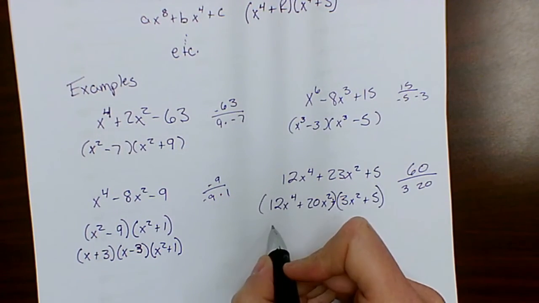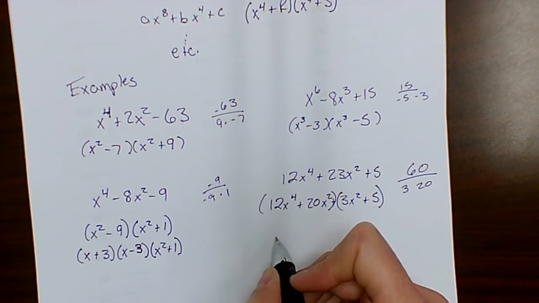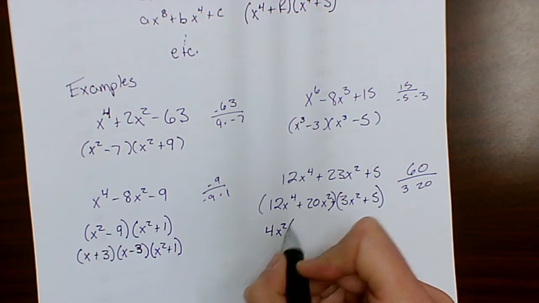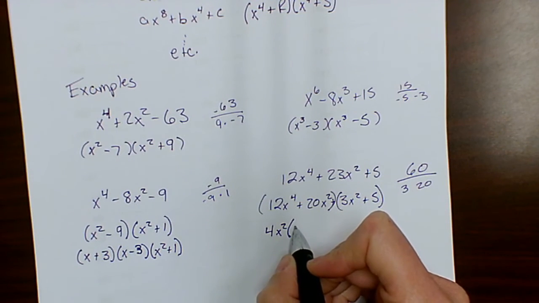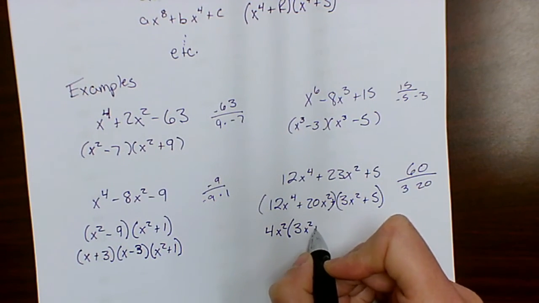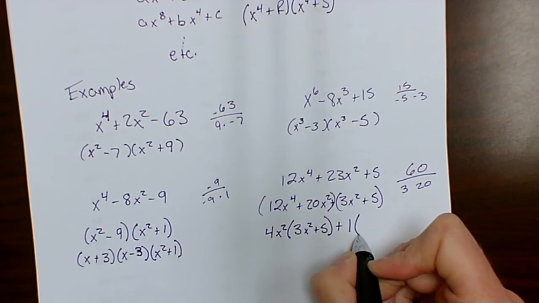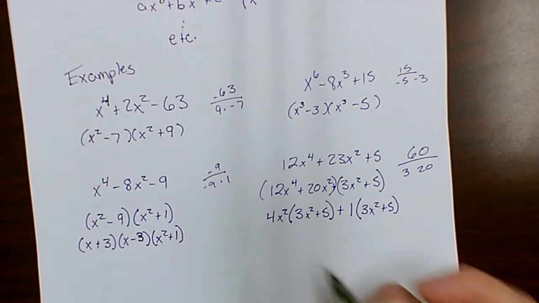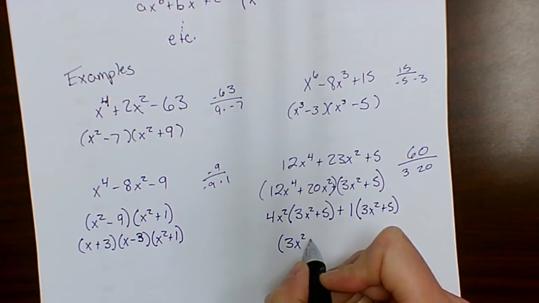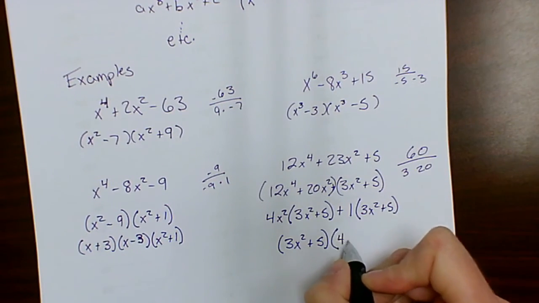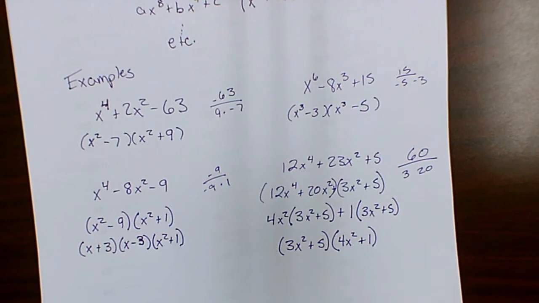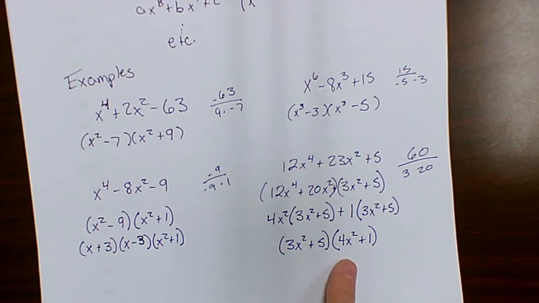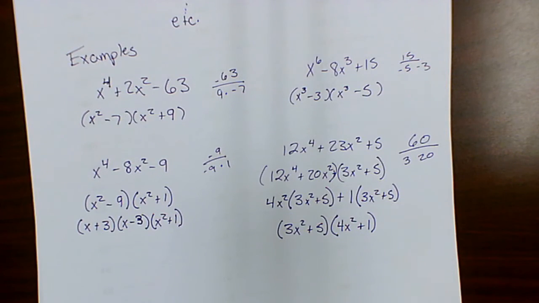Factor by grouping, so we will have 4x squared coming out and 3x squared plus 5, plus 1 times 3x squared plus 5. If you can't factor anything out, factor out a 1 to keep your place value. And then this is prime. We cannot factor it unless we need to factor completely in our complex world. So that will be it on that one.